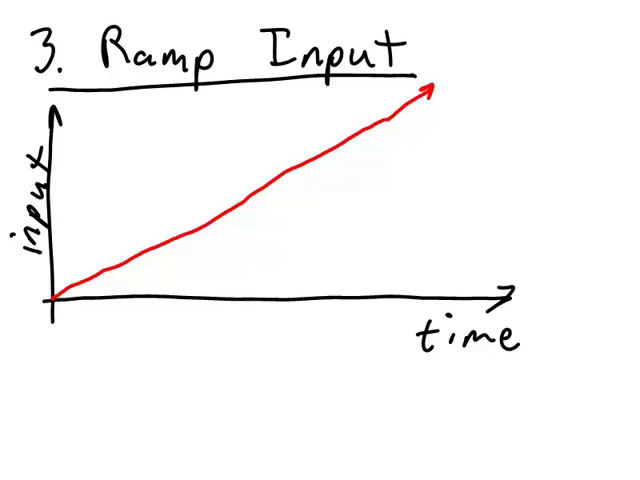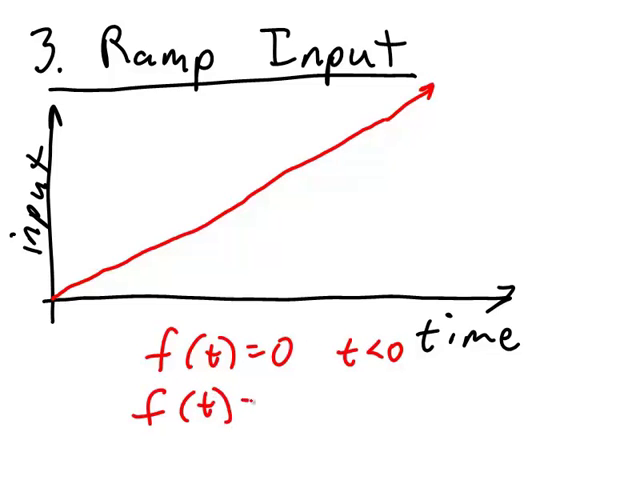In a ramp input, the function f of t is equal to 0 when t is less than 0. And the function is equal to some constant a times time for any value where time is greater than or equal to 0. The Laplace transform of a ramp function is a over s squared.